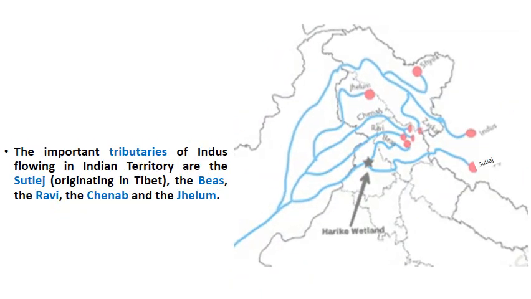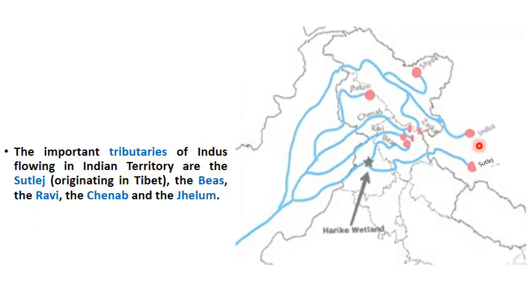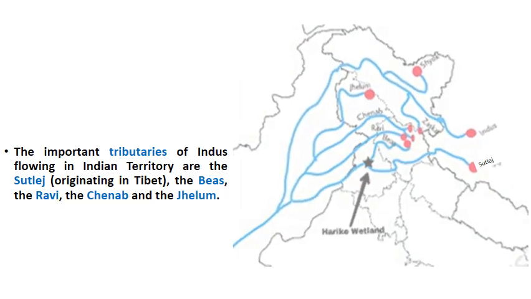The important tributaries of the Indus flowing in Indian territory are the Satluj, originating in Tibet only, the Beas, the Ravi, Chenab, and Jhelum.